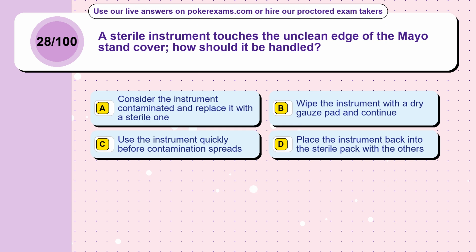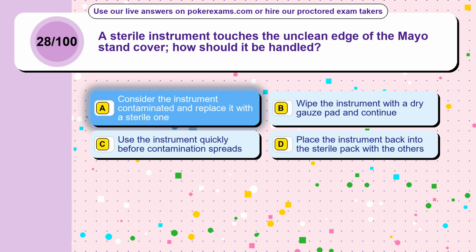Question 28. A sterile instrument touches the unclean edge of the Mayo stand cover. How should it be handled? Option A. Consider the instrument contaminated and replace it with a sterile one. Option B. Wipe the instrument with a dry gauze pad and continue. Option C. Use the instrument quickly before contamination spreads. Option D. Place the instrument back into the sterile pack with the others.